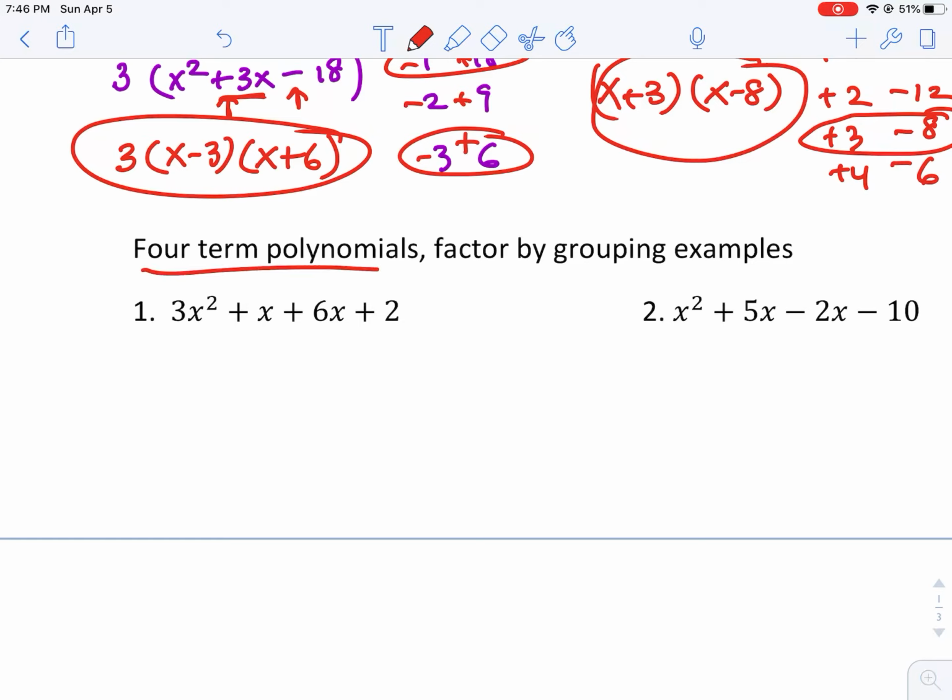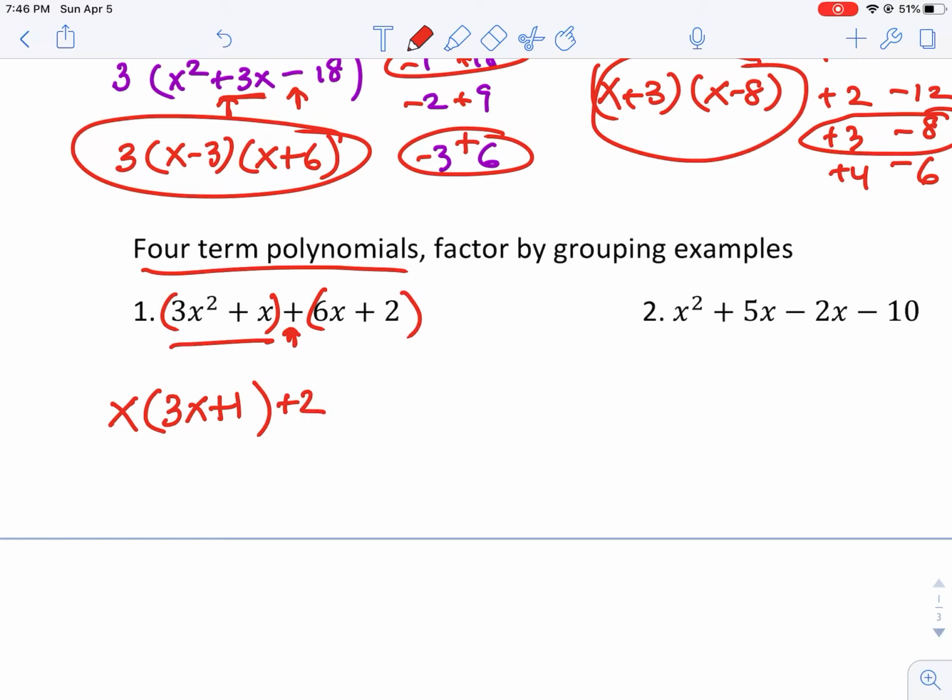And now we have factor by grouping. Anytime you have 4 terms, we look to factor by grouping. So we're going to look at the first 2 and the last 2. What can I factor out of the first 2? An x. And that leaves 3x plus 1. What can I factor out of the last 2? I can factor out a 2.